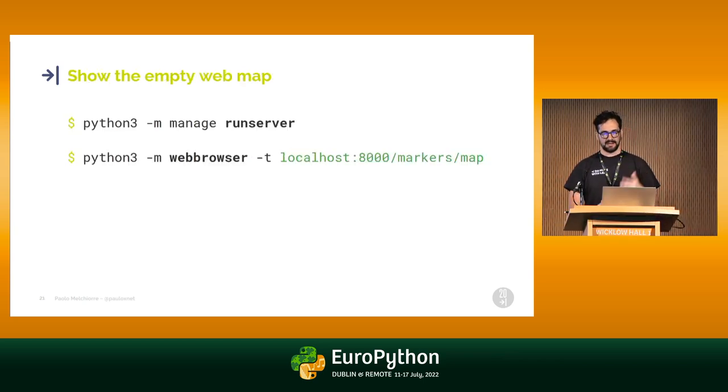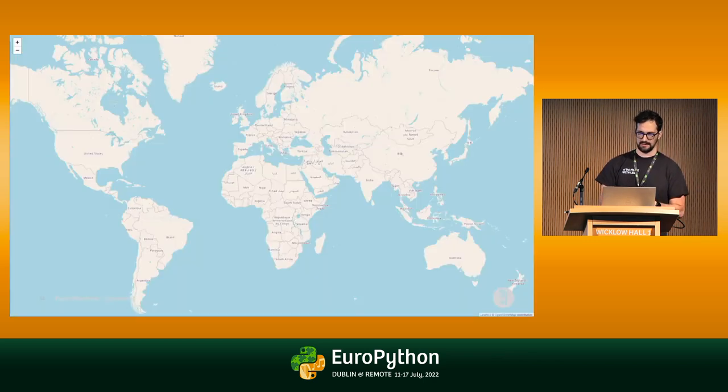So we can now start the Django project with the runserver command and finally visit our map page in the browser. That's it. We just created an empty map with Django, and the result is pretty much what you see now. A map without markers showing the whole world.